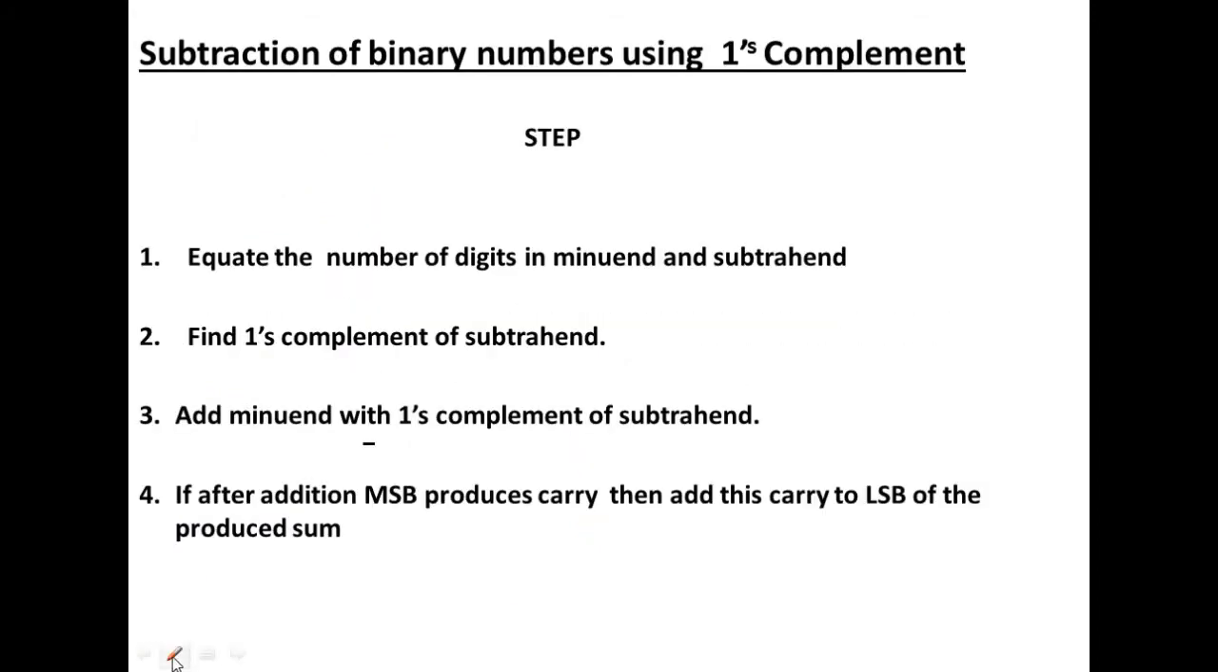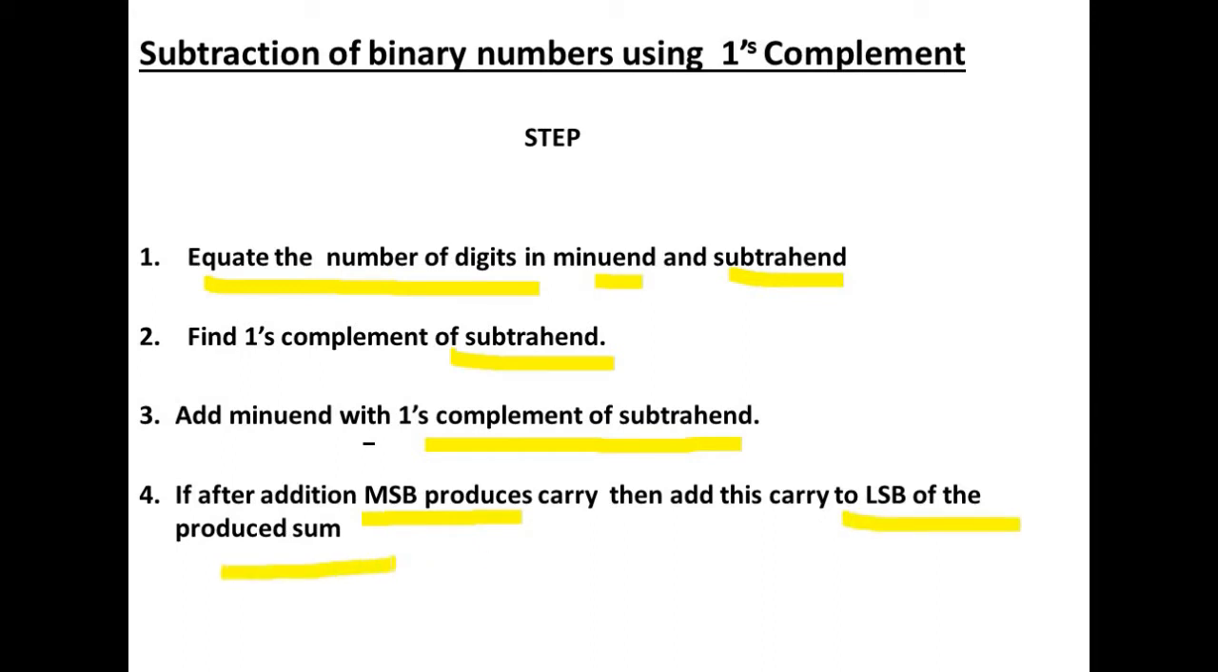Now, subtraction of binary numbers using 1's complement. There are certain steps to subtract binary numbers using 1's complement. The first step is to equate the number of digits in minuend and subtrahend. If they are not equal, then we have to equate them by appending 0s. Second, we have to find the 1's complement of the subtrahend and then add the minuend with the 1's complement of the subtrahend. And if after addition the MSB produces a carry, then add this carry to the LSB of the produced sum.